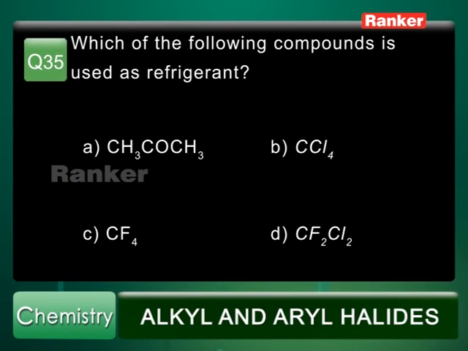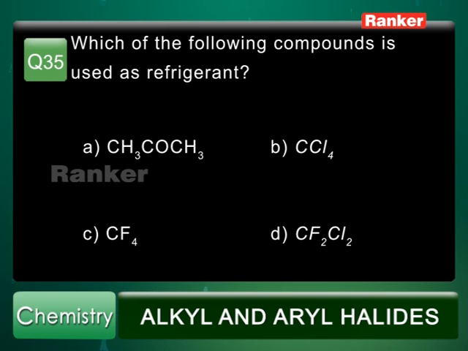Which of the following compounds is used as a refrigerant? It didn't mention specifically what type of refrigerant it is. In general, the fluorochloro compounds are used as refrigerants. Of which category? Option A is acetone. There is no fluorine or chlorine.